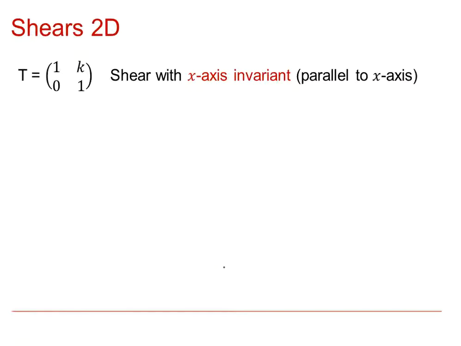This is an example of a shear where the x-axis is invariant, so it's parallel to the x-axis, and the interesting thing about t is that its determinant is 1, so the area of the image will be the same as the area of the object. So we need a matrix whose determinant is 1 but has the opposite effect, or will undo the effect of t, and the matrix that will undo that is 1, minus k, 0, 1. And again, the determinant of this inverse matrix is 1. So the object and the image will have the same area.